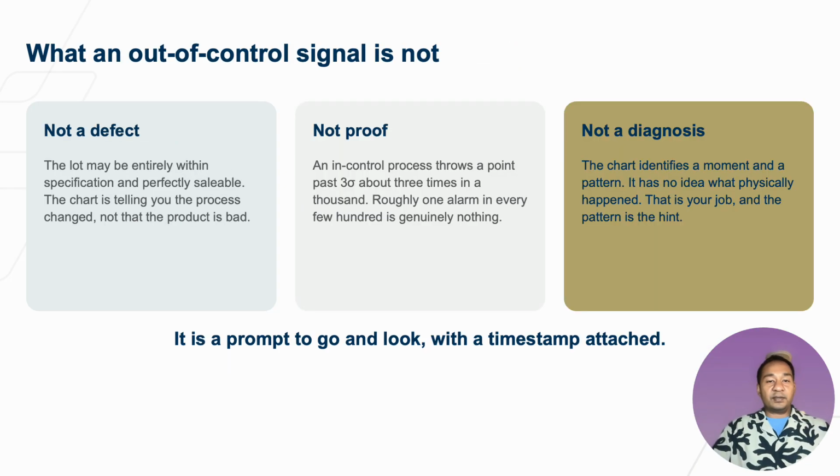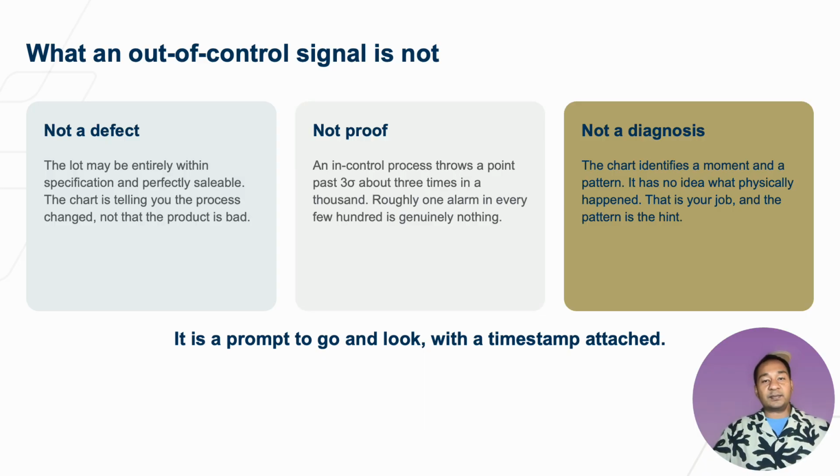Before we talk about responding to signals, three things a signal is not. It's not a defect. A lot may be entirely within specs and perfectly sellable. The chart is telling you the process changed, not that the product is bad. Those are different statements, and conflating them leads to scrapping good material. It is not proof. An in-control process throws a point past 3 sigma about 3 times in 1,000. Roughly 1 alarm in a few hundred is genuinely nothing, and you should expect to close some investigations with no finding. It is not a diagnosis.